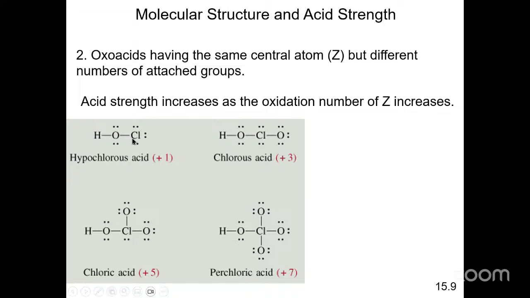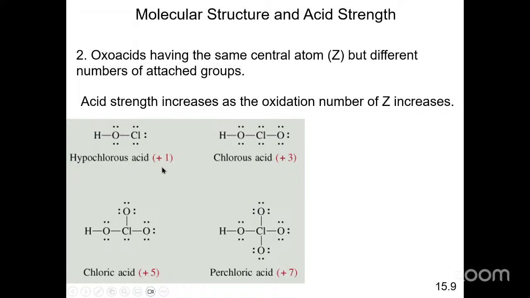So this chlorine here is bonded only to this oxygen atom here. This chlorine here is bonded to this and this. This chlorine here is bonded to 3 oxygen atoms in addition to this one. And this chlorine is bonded to 2 here and here, which is also bonded to this oxygen. So basically what you do is compare the number of oxygen atoms bonded to the chlorine, and that is related to the oxidation number that the chlorine atom will have in each case.